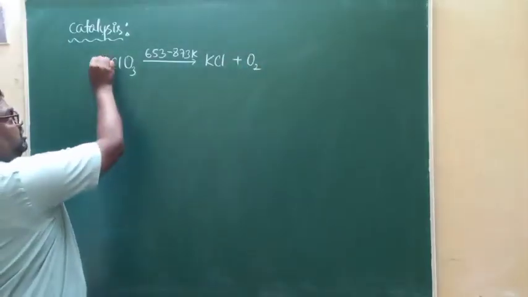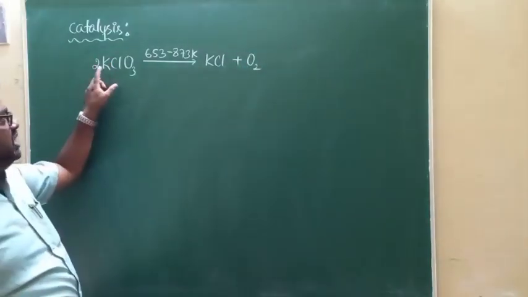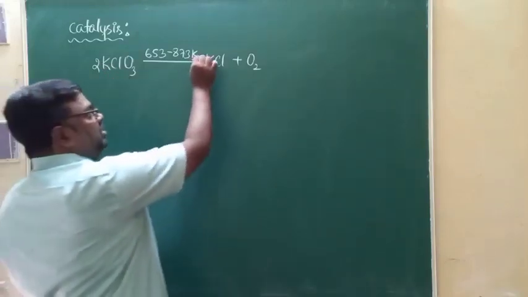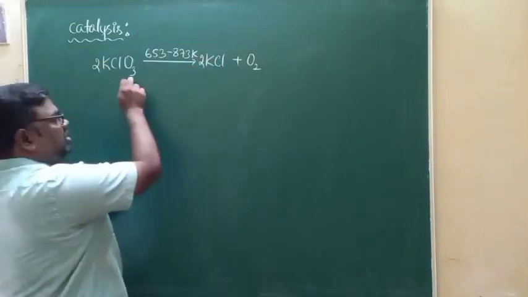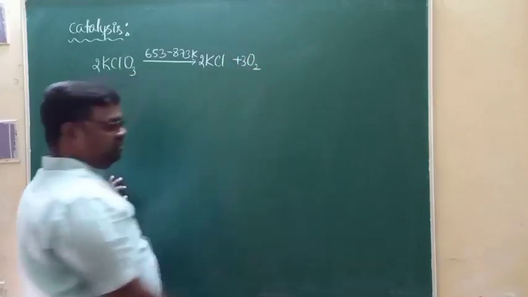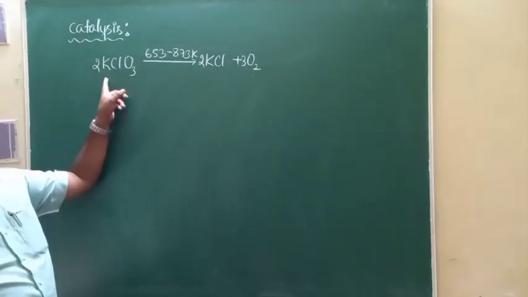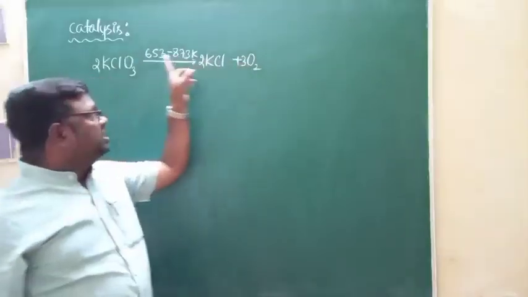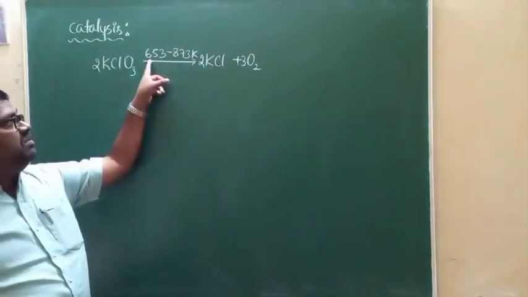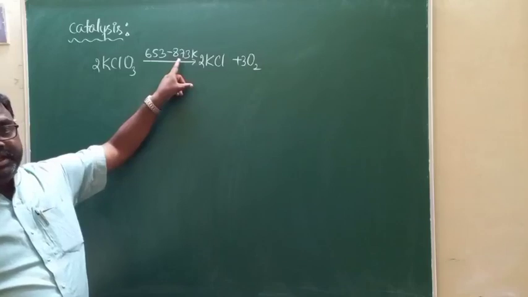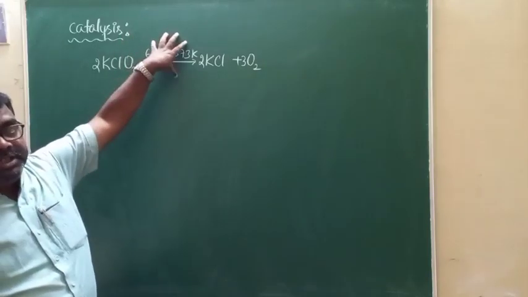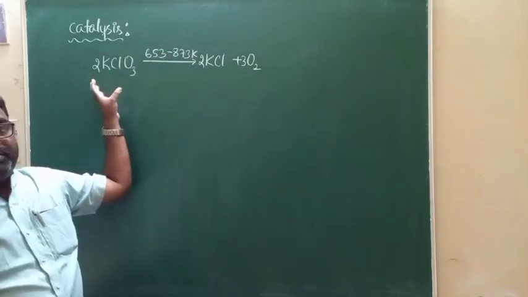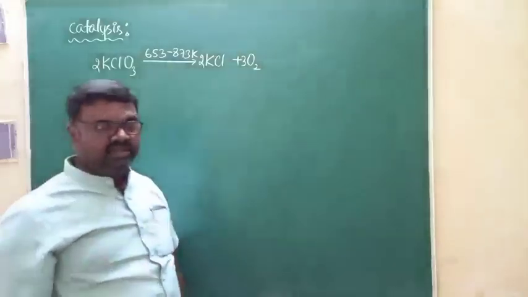Of course, you can balance it by multiplying this KClO3 by 2. Therefore, it will be 2 KCl. Number of oxygen atoms is 6, so it will be 3O2. This is one chemical reaction where potassium chlorate decomposes to liberate oxygen gas at about 653 kelvins to 873 kelvins temperature. Under this particular set of conditions, decomposition of potassium chlorate takes place, is it not?